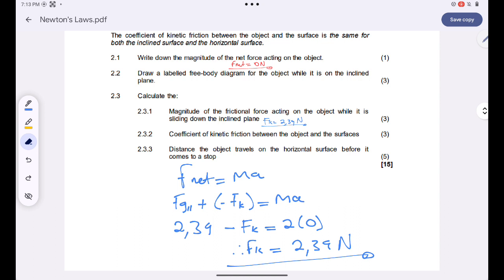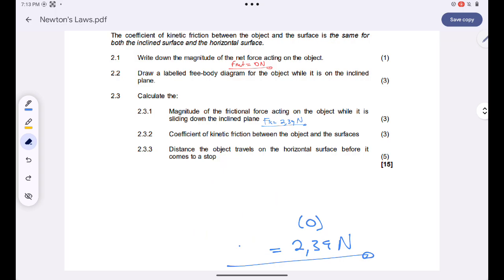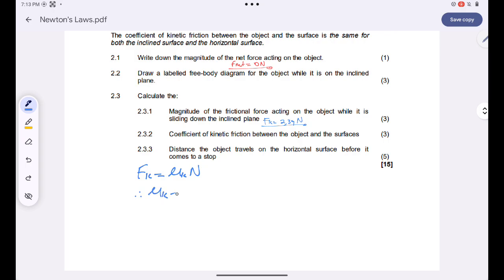Okay, and then 2.3.2, they want us to calculate the coefficient of kinetic friction. The coefficient of kinetic friction. Remember that, guys, there's a formula there behind the question paper. It simply says Fk is equal to mu k multiplied by normal force. Therefore, you can conclude that the coefficient of friction is equal to frictional force divided by normal force.